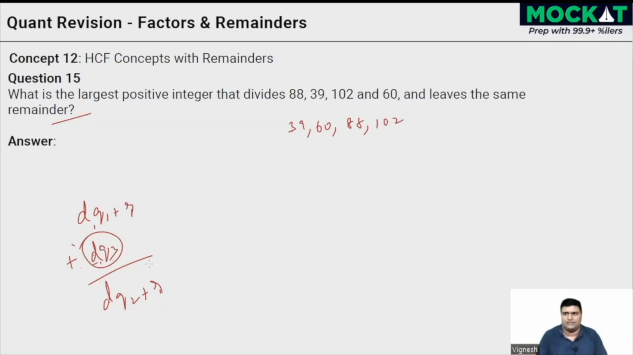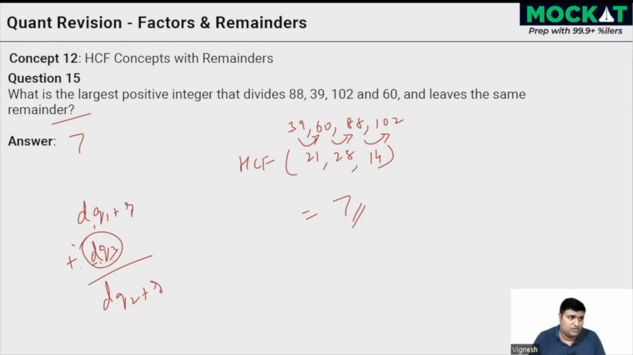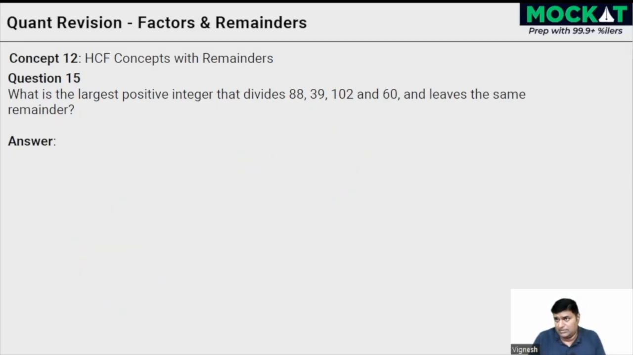The remainder remains intact. So 39, what was added to get 60? 21. To 60, what do we add to get 88? 28. To this, we added 14, right? The largest positive integer is nothing but the HCF of these. That's it. What's the HCF of these? That's 7. 7 becomes the answer for this question, right? So it's a lesson example. In case you're not clear, just refer to the lesson, right? It's a standard thing. Hopefully, it serves as a revision for all of you, right?